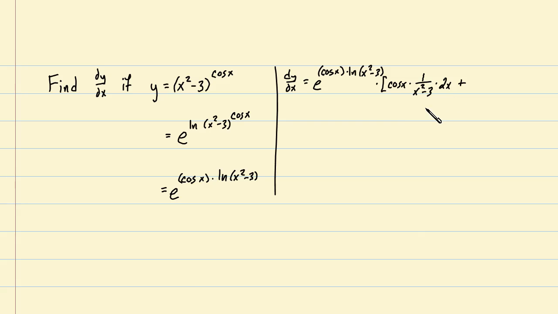Okay? Plus, remember where we are, we're in the middle of a product rule. We have the first guy times the derivative of the second guy, plus the second guy times the derivative of the first guy. Of course, the derivative of cosine of x is simply negative sine of x.